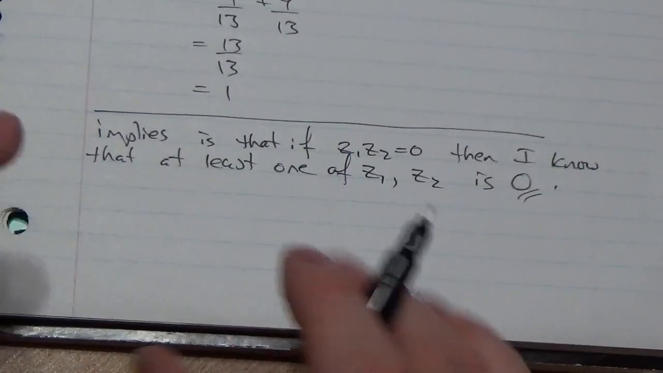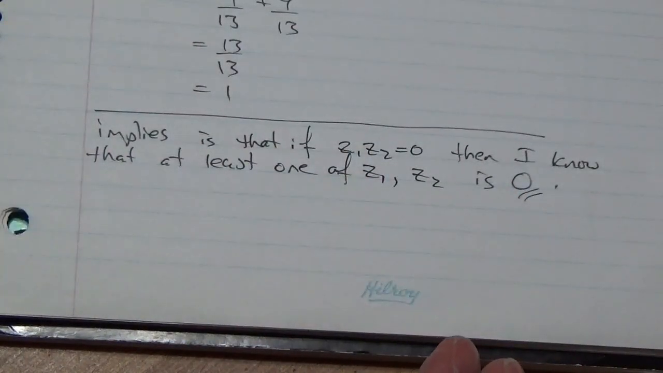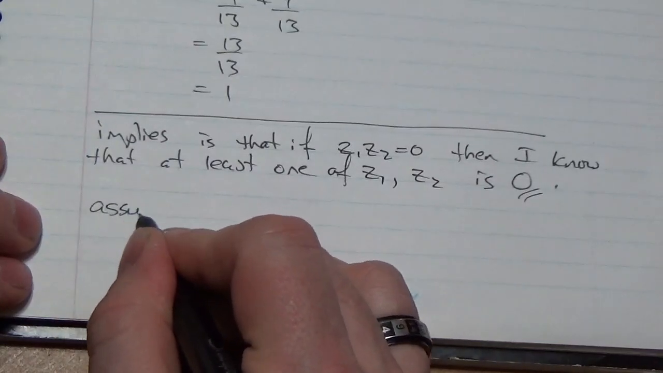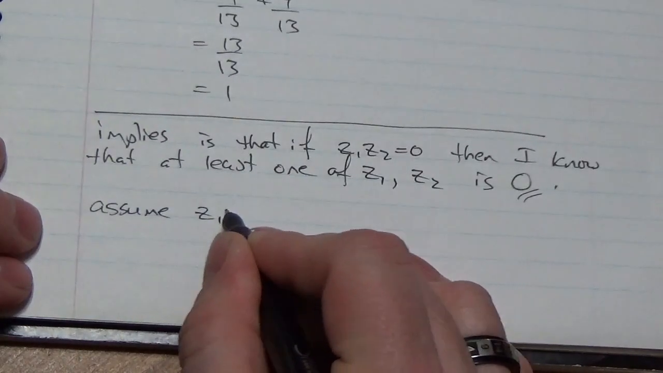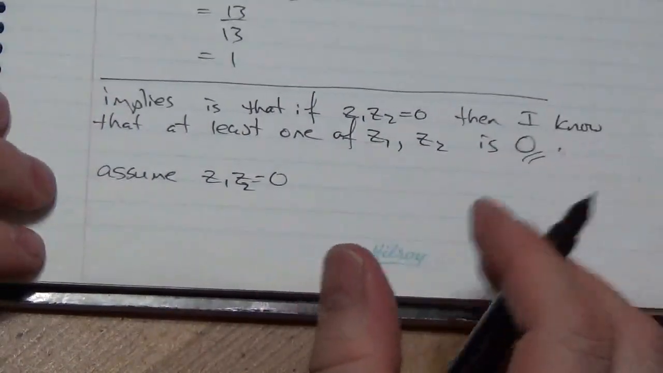Now, I'm going to show that to you right now, and then that's just where we're going to leave it off with this particular lesson. Actually, that's not true. I'm going to show you one more little thing after we go through that. But here we go. So let's assume Z1 times Z2 is equal to 0. Just assume that that's true. Now we're going to take a look at these inverses here.